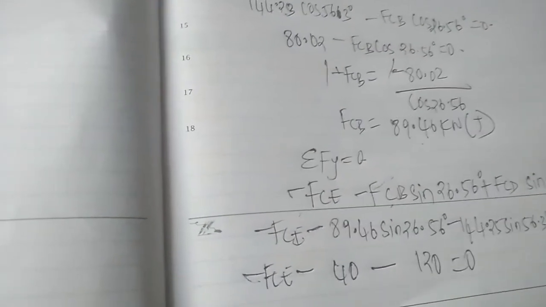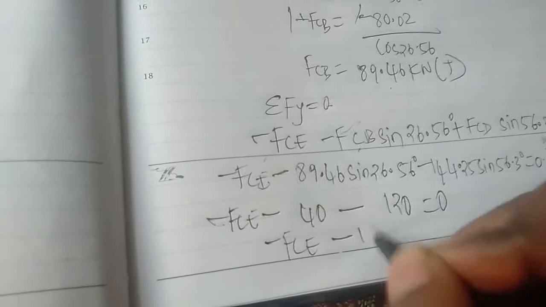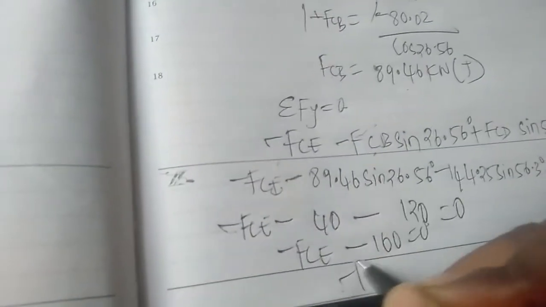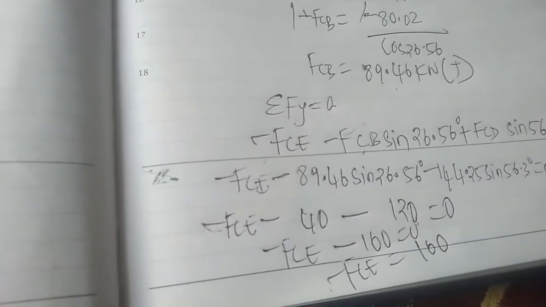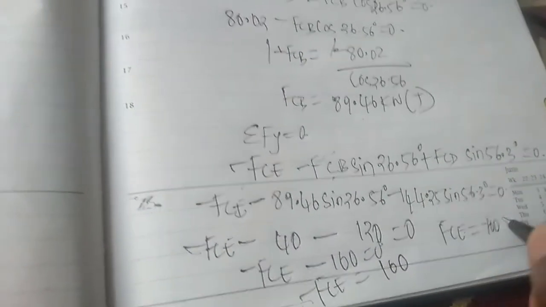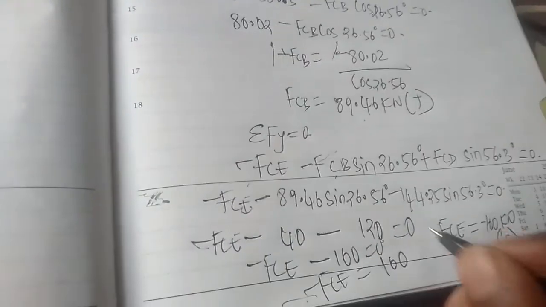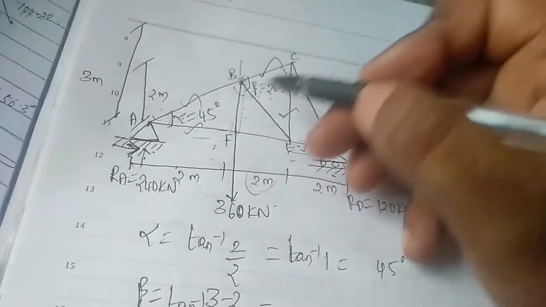89.46 sine 26.56 is 40. Yes, right. So minus FCE minus 160 is equal to 0. Minus FCE is equal to plus 160. Understand? So FCE is equal to minus 160 kilonewton. It is in compression. So you have found FCE also. FCE, FCB you have found.